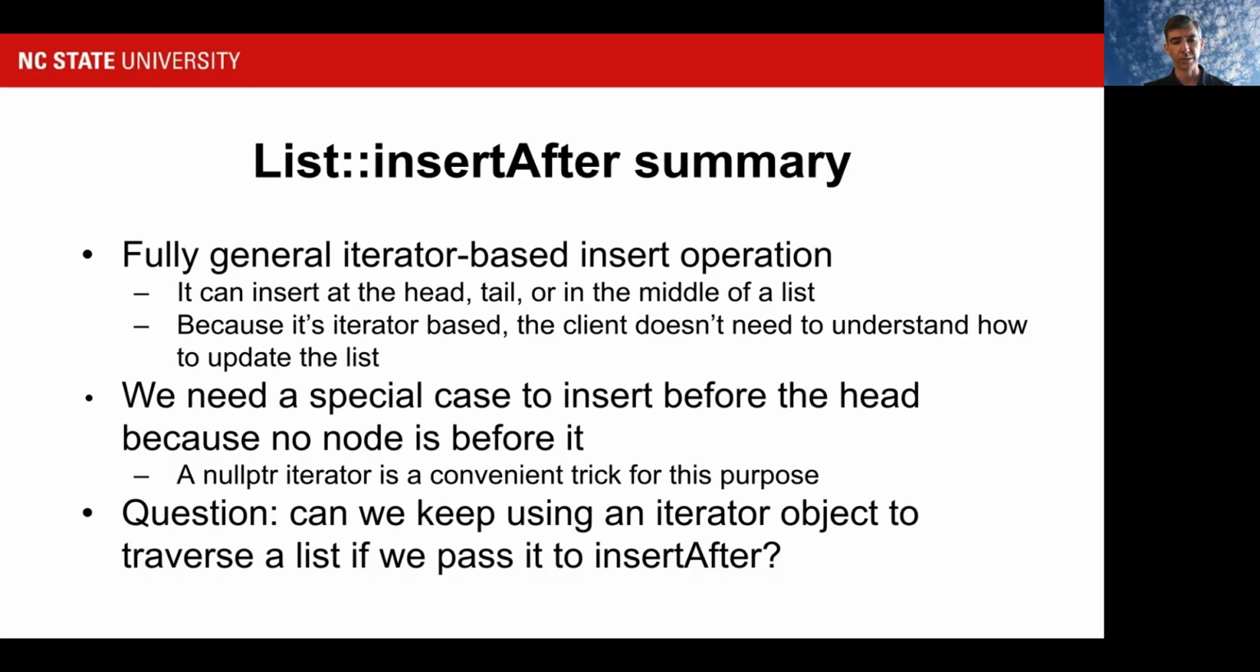Can we keep using an iterator object to traverse a list if we pass it to insertAfter? So insertAfter will insert something after the iterator, leaving that current object intact. So if I insert after an iterator and then say next on that iterator, I'll go to the new object. So the answer is yes, I can do it. Okay, just don't try to iterate using a null iterator. If I insert after a null iterator, then it's still going to be null. And it's not going to work after that point. Or at least you can't use it to find the next node.